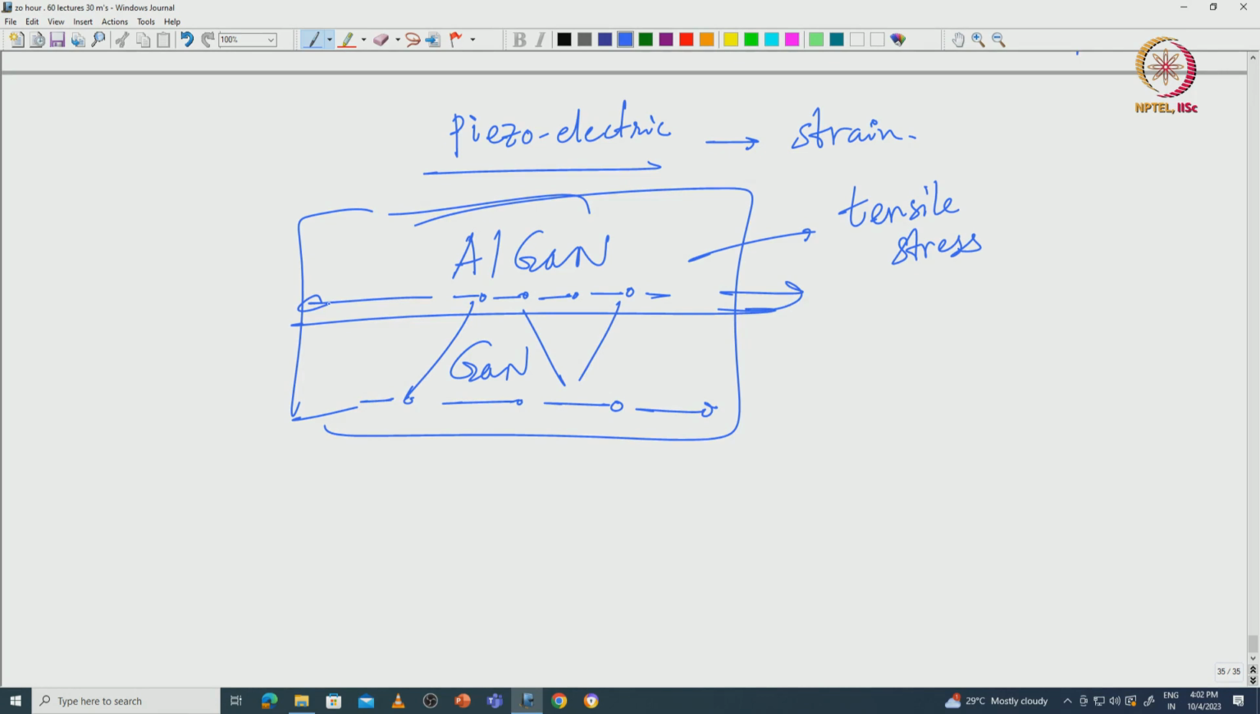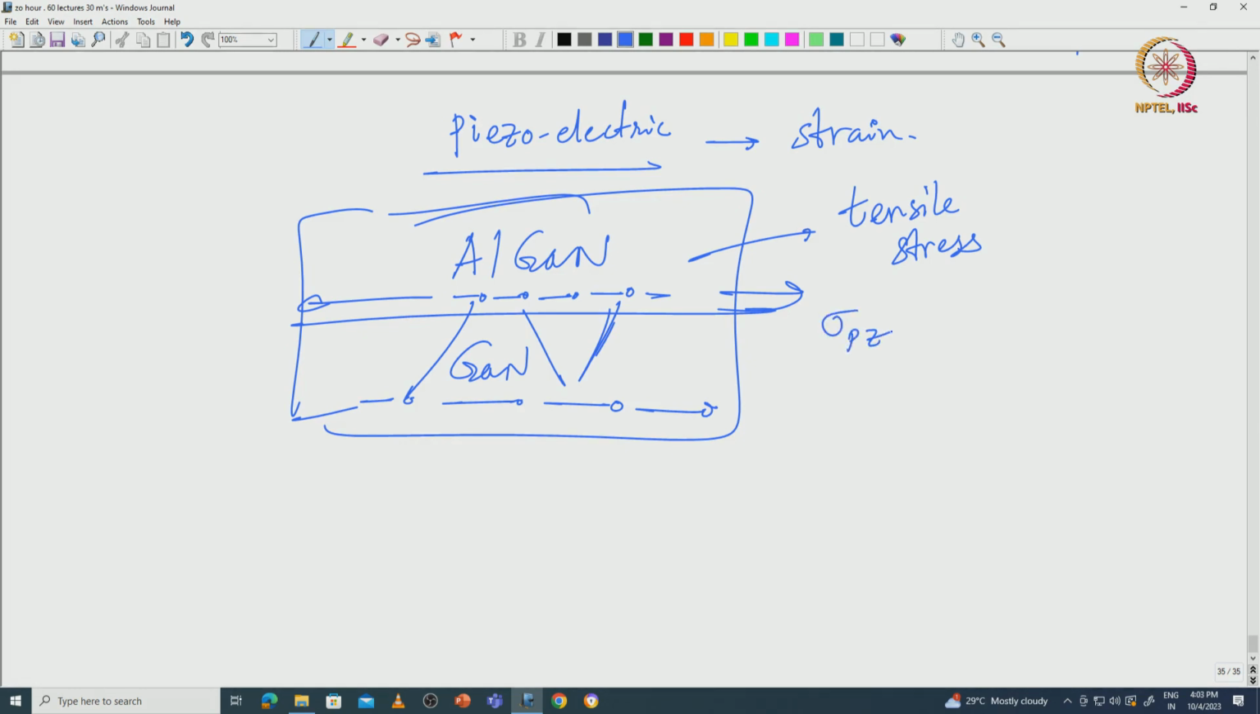When you have a tensile stress, or even a compressive stress, any stress, in this case it is tensile stress, that stress gives rise to a piezoelectric component because these are piezoelectric materials. In piezoelectric material you can apply a voltage to get a strain, or you can apply a strain and get a voltage. So you have a strain here because of this lattice mismatch, and that is why you can get an additional component of piezoelectric polarization, we call it P_pz.